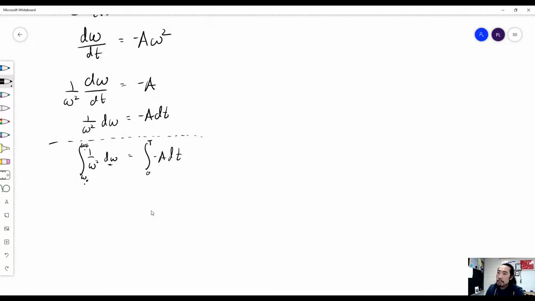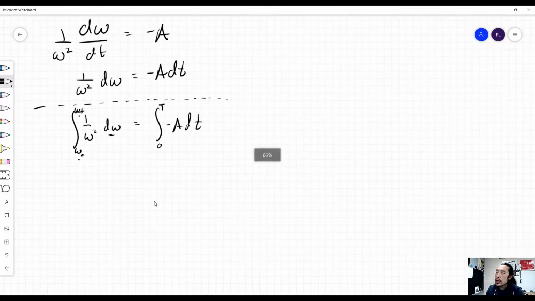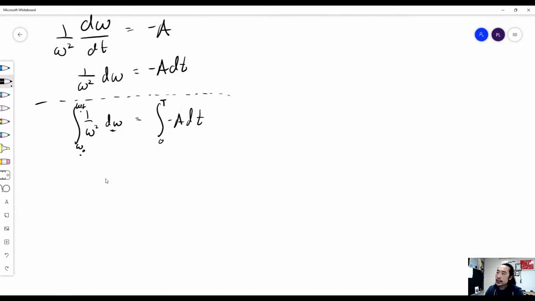All right, what do we do next? Well, we've got to integrate it. For the sake of making this a little bit cleaner on my eyes, instead of omega squared in the denominator, I'm going to make this omega to the negative 2, so that I have everything all in one line.